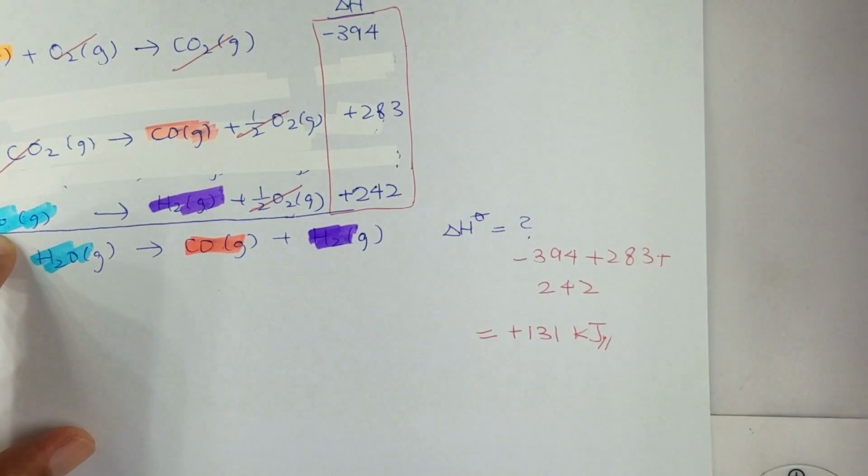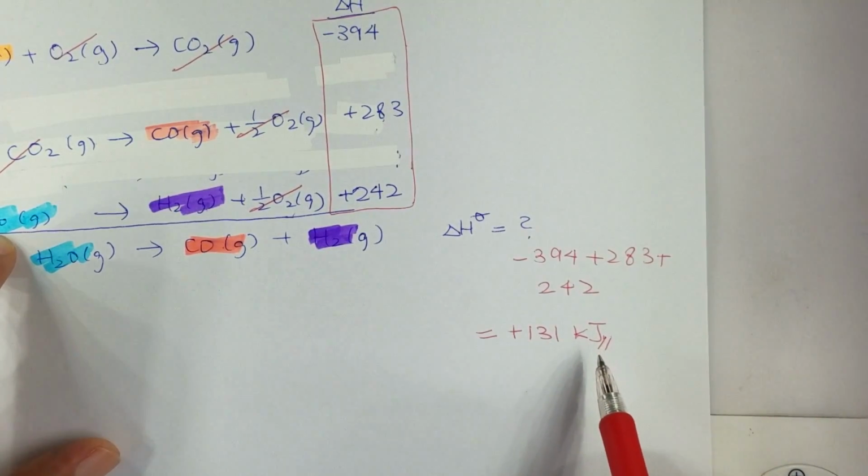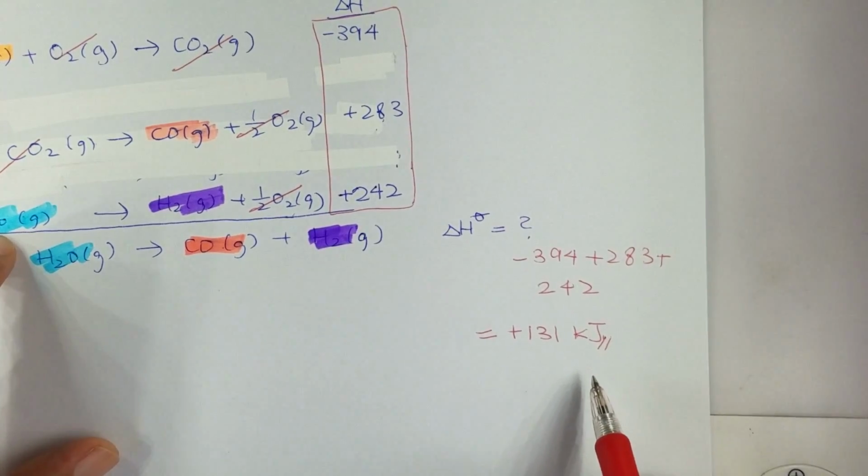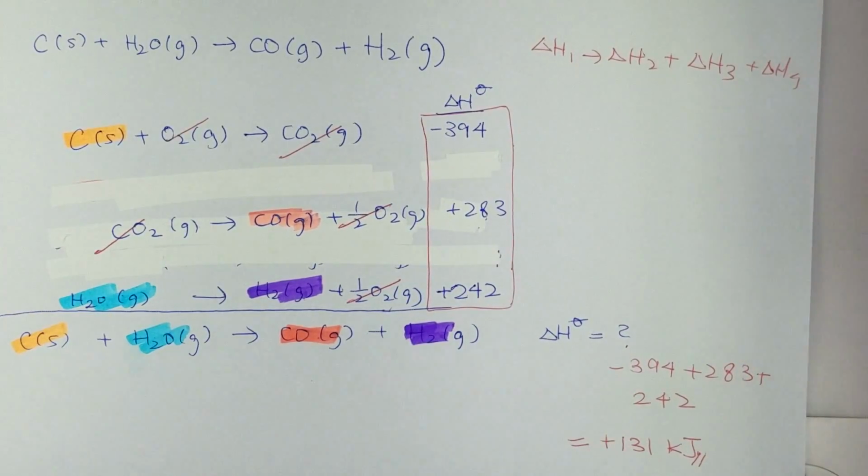So that is the energy released. You'll be like, sir, why didn't we write kJ per mole? Now the question specified we have to find kJ. So it's not kJ per mole, so we don't have to worry about mole at the moment.